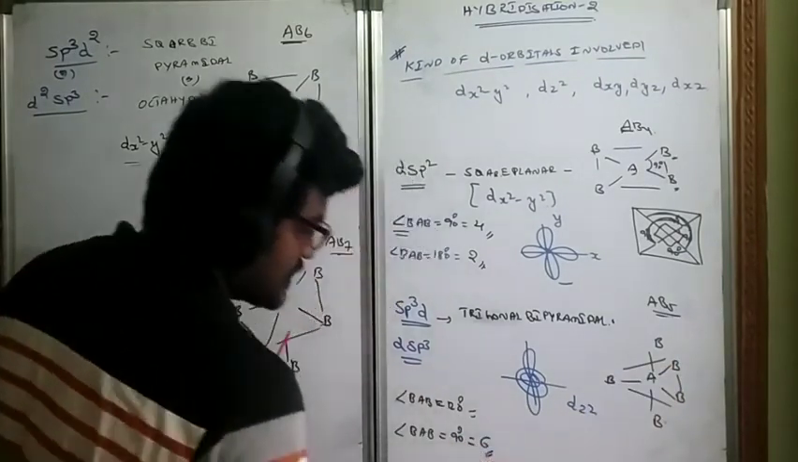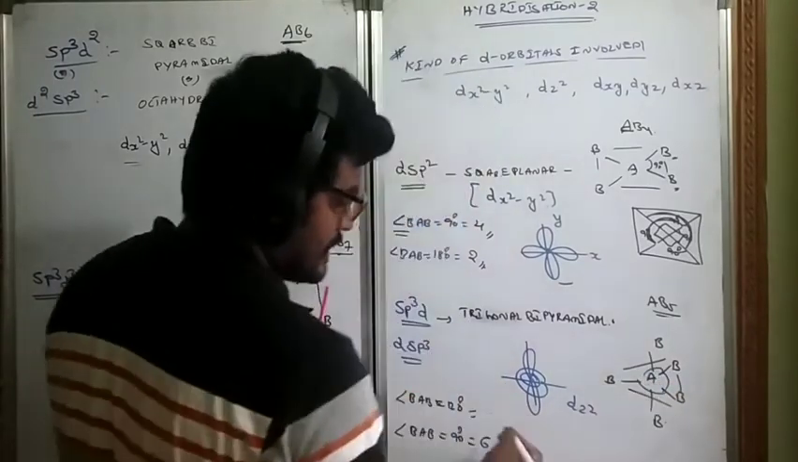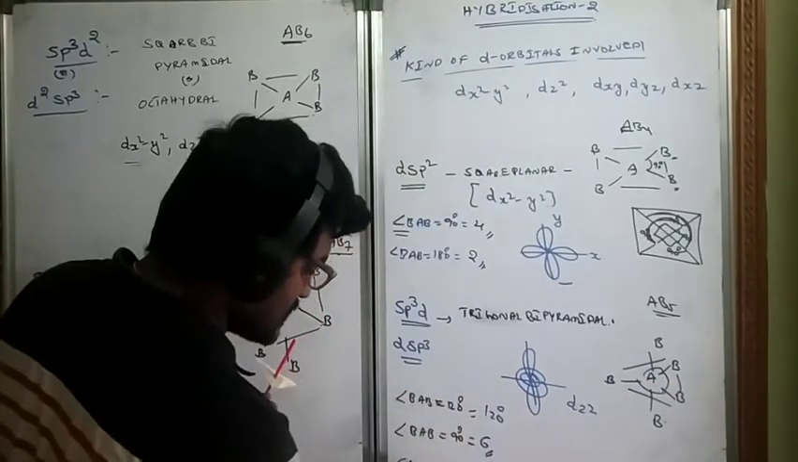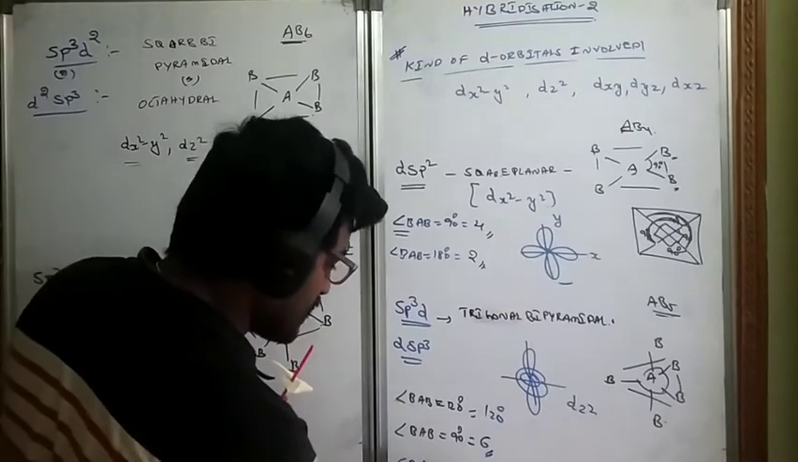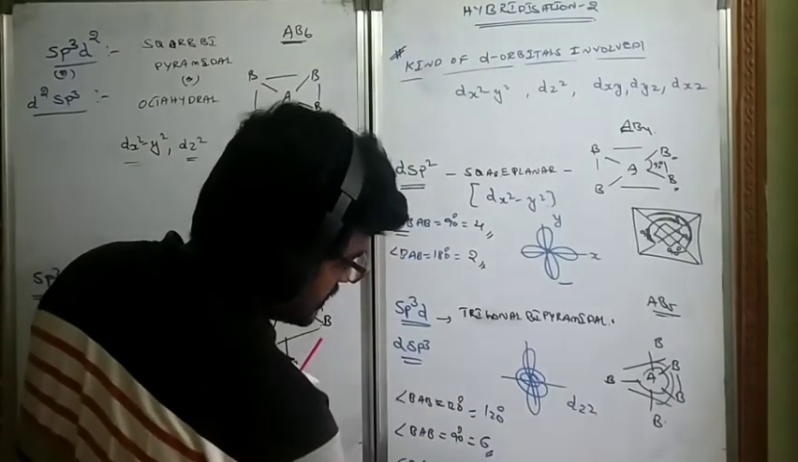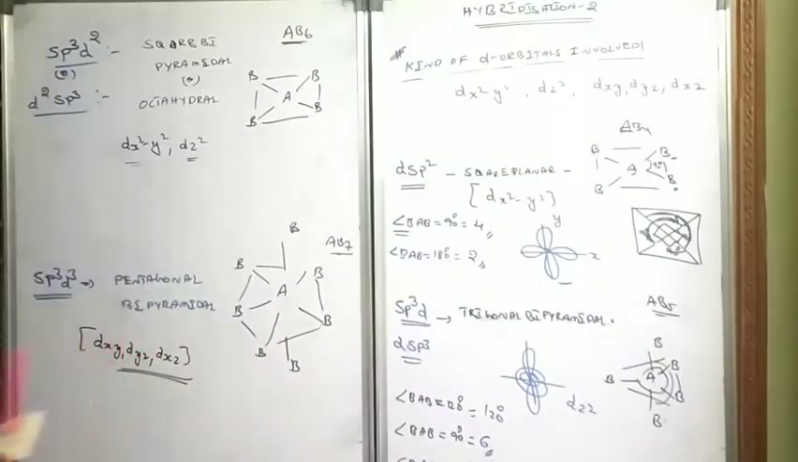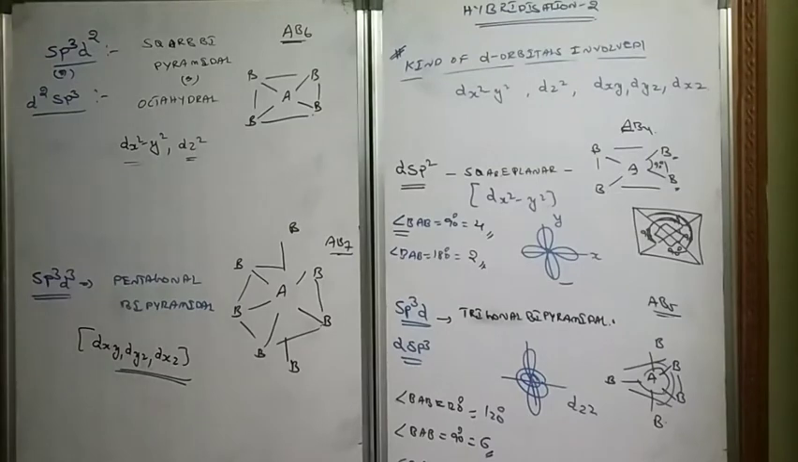So in total, 6 are there. How many 120s are there? In the plane, 3 atoms are there, so 120 degrees. How many BABs are 180 degrees? Only one will be there, that is, one angle of 180 degrees will be coming. Like this, we can easily understand how many angles are 180.